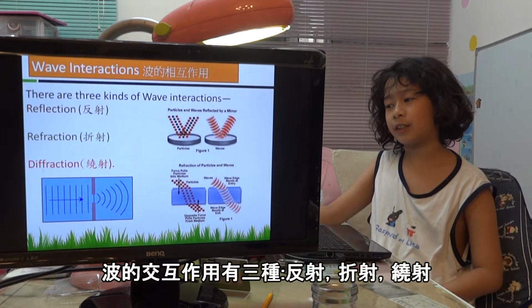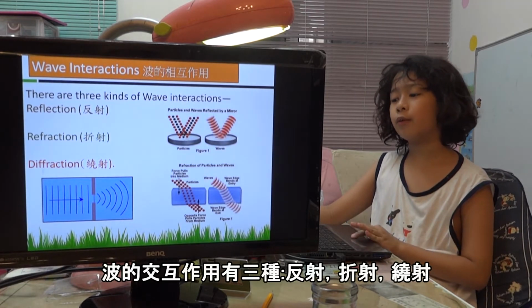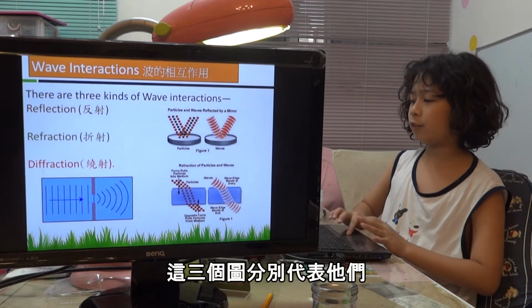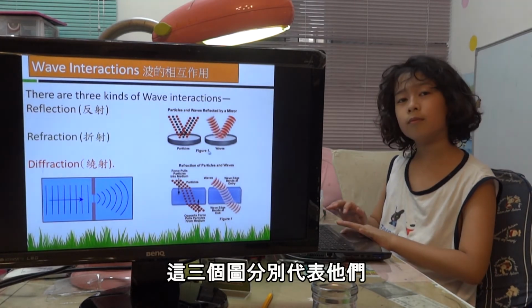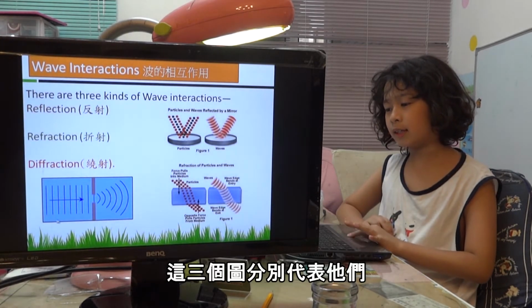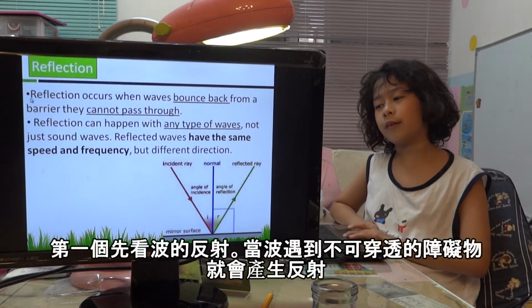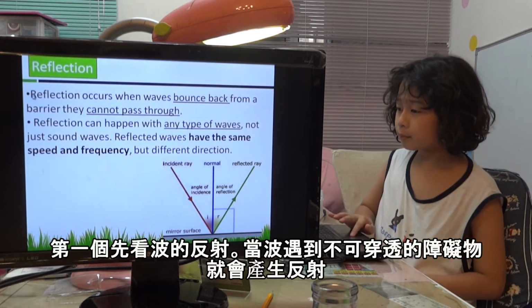Wave interaction. Well, there are 3 kinds of wave interaction: reflection, refraction, and diffraction. Reflection is the first picture we can see. This one is reflection. This is refraction, while this is diffraction. Well, the first one I'm going to explain is reflection. Okay?